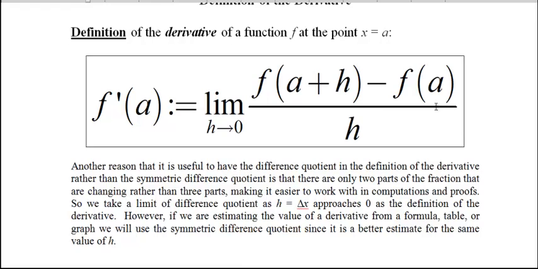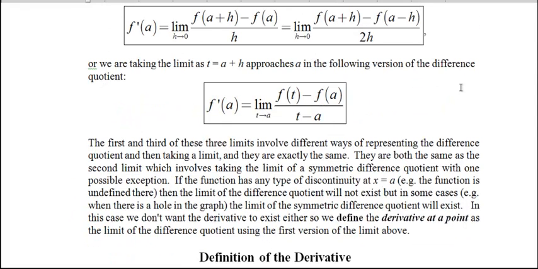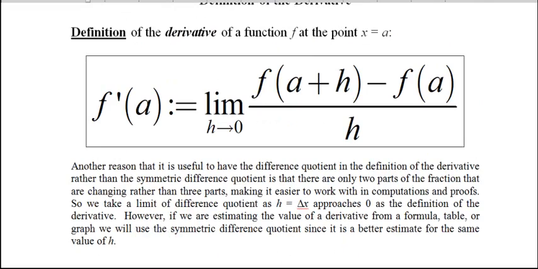Okay? Now, another reason why it's useful to use the limit here on the left, the difference quotient, rather than the symmetric difference quotient, is that it's more useful, because notice there are two things here that are changing, but the f of a stays fixed. Over here all three of these parts are changing. That makes this one a little bit easier to work with in formulas and so forth, especially in proofs. But the main reason we choose this is that if the function's undefined, we want the derivative to be undefined as well.